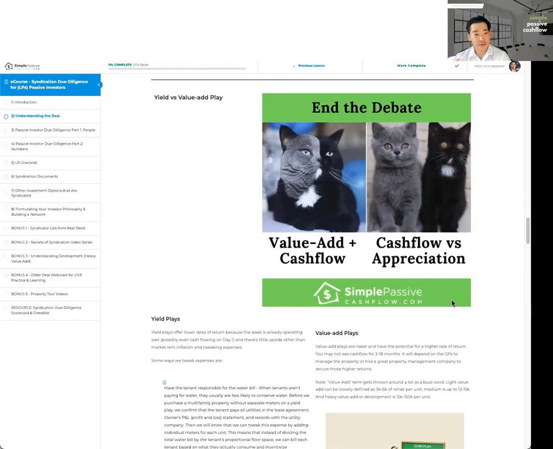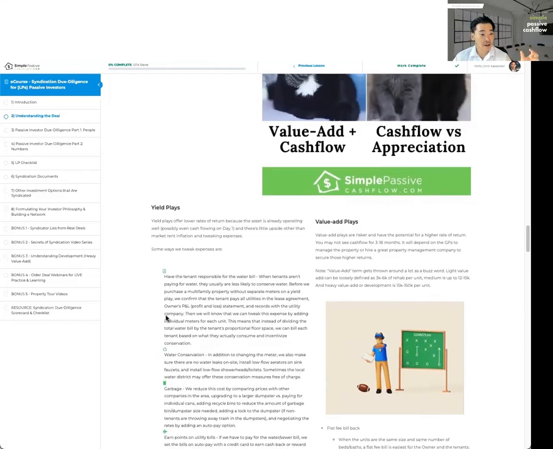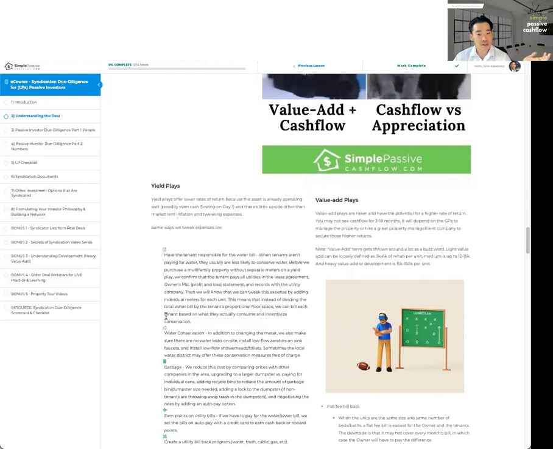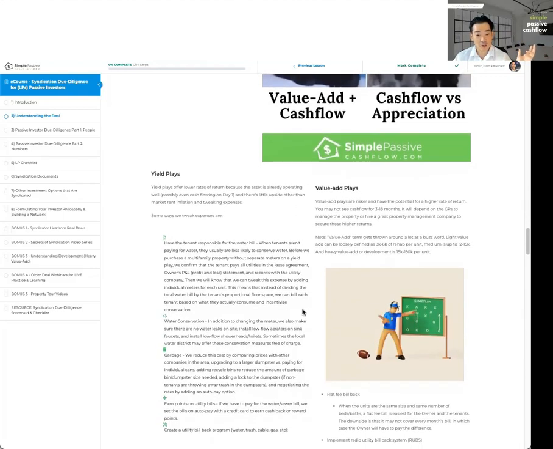Or is it a heavy value add play? Or is it a light value add play? Or is it a full development? Those are four kind of terms on that spectrum. The yield play might be more, you can pick it out as being light on the physical construction, such as maybe you're not going in and there's not a huge construction budget.